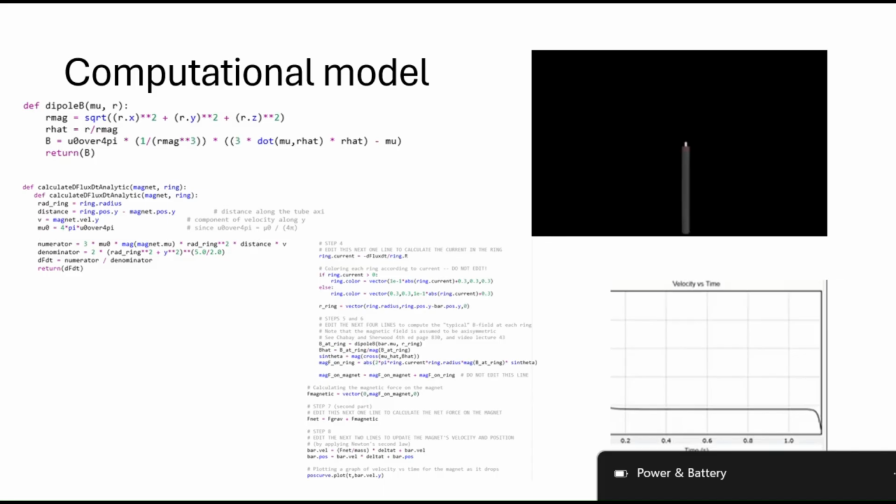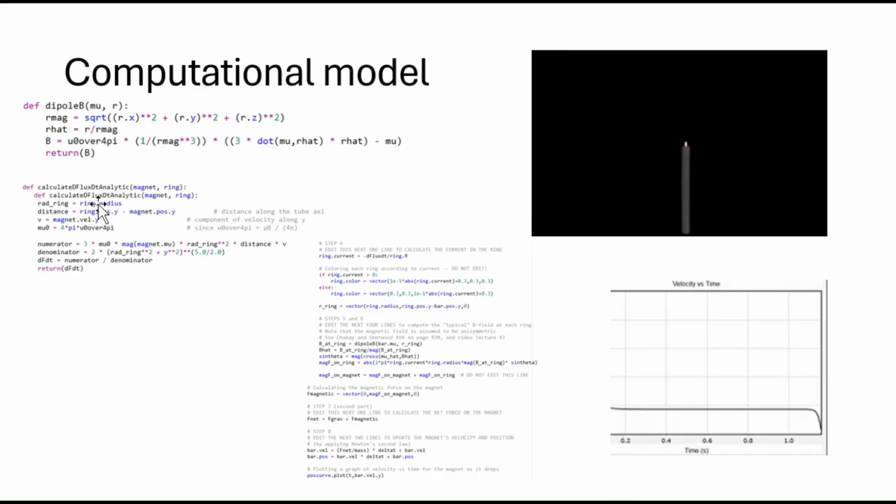The computation model. This is for the magnetic field, using Biot-Savart's law, which I mentioned in the fundamental physics principles, and this is the calculation of the flux, which I also talked about. Here are some of the other calculations we did with magnetic force of the magnet and net force, as well as updating the magnet's velocity and position. Here's the result showing the time and also what it looks like when you run the code.